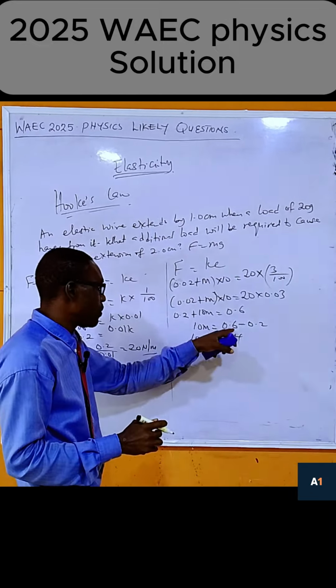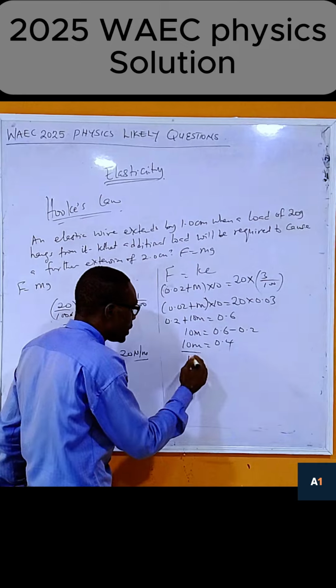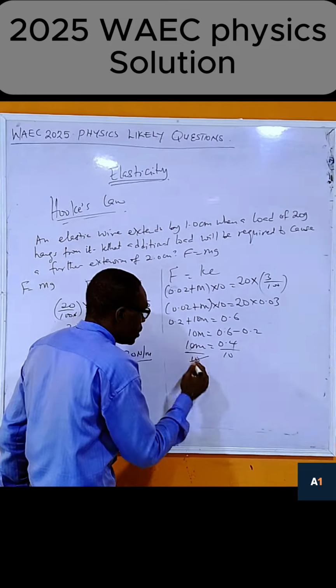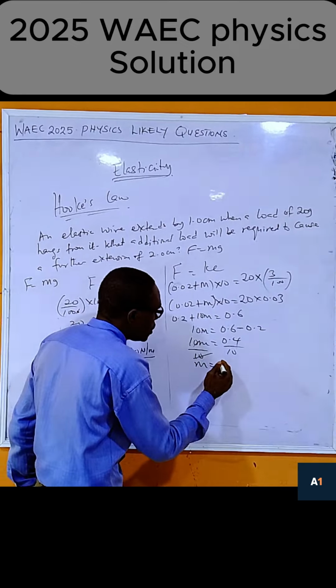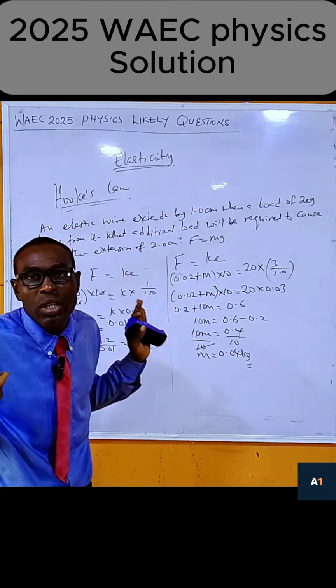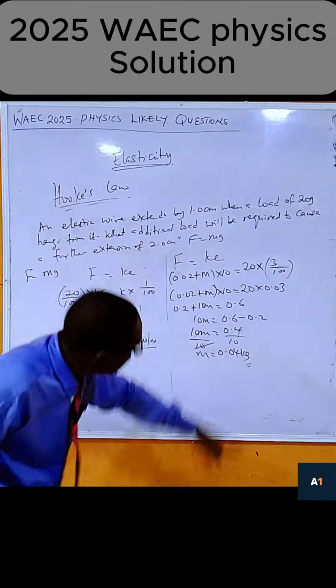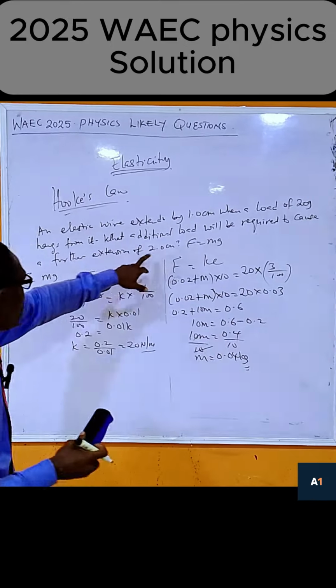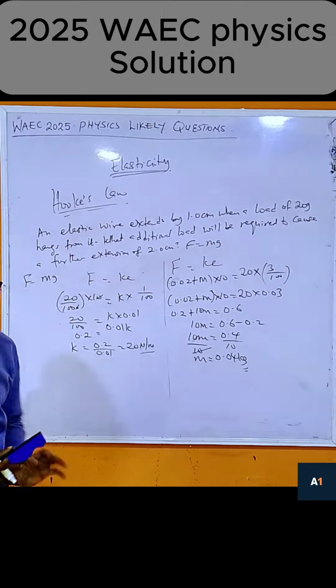0.4, just like 4 minus 2. So divide both sides by 10. So m is equal to 0.04 kilogram. So this is the additional weight. If you put this weight here, it will give another addition to the extension. So that is that.